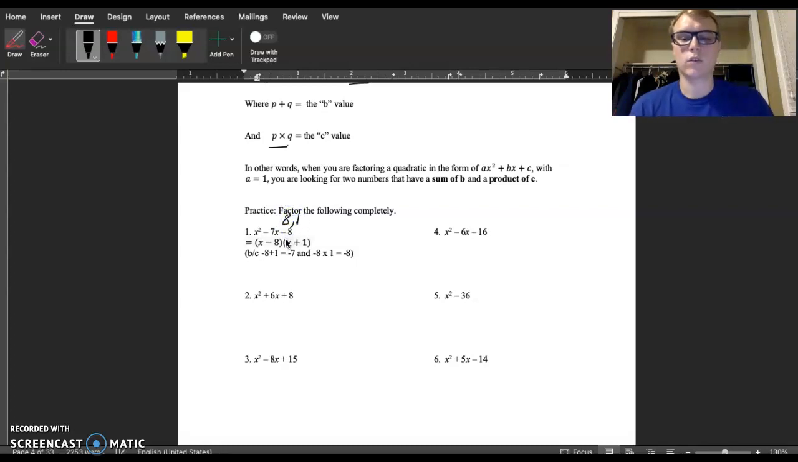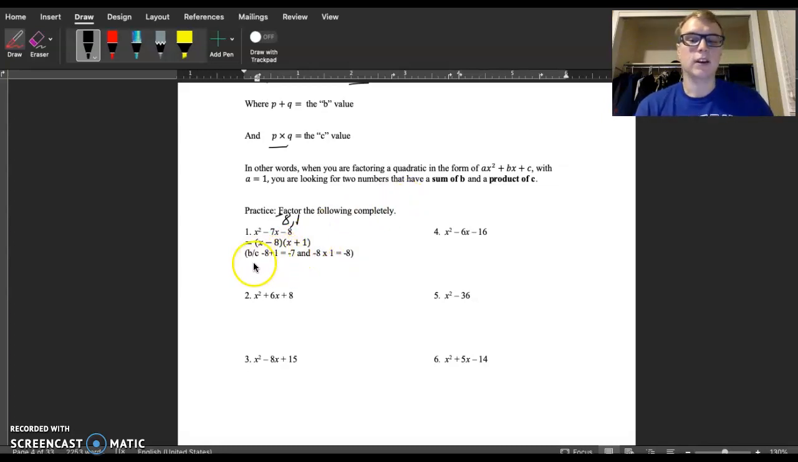Okay, so 8 and 1 will get us 7, 8 minus 1, but we have a negative 7, so we have to find a way to get a negative. As we can see here, we have a negative 8. So one of these, 8 or 1, has to be negative. And if we have a negative 7, that means we have to have a negative 8. So we have negative 8 and 1 as our factors for P and Q. And that's where we get x minus 8 for one factor and x plus 1 for the other one.